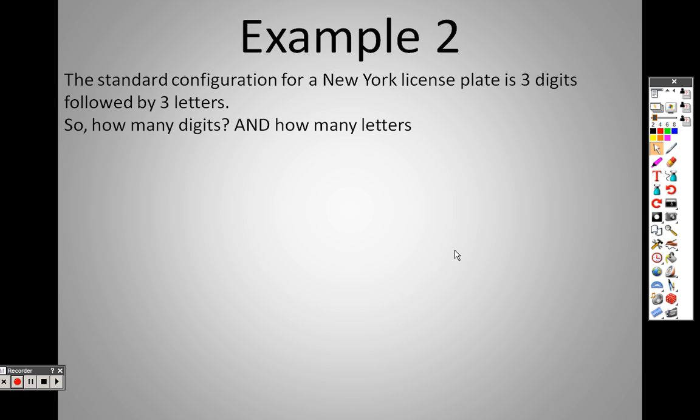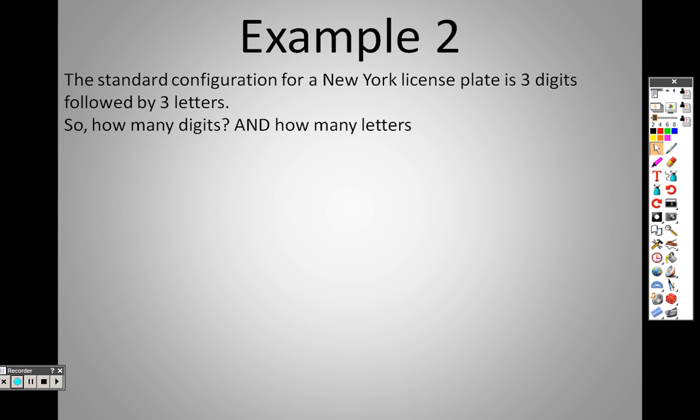So example 2, the standard configuration for a New York license plate is 3 digits followed by 3 letters. Okay, that makes sense. But before we do this problem, we need to figure out how many digits there are, and we need to figure out how many letters there are. Now, this digits one, for some reason, confuses a lot of kids, and I have no idea why.